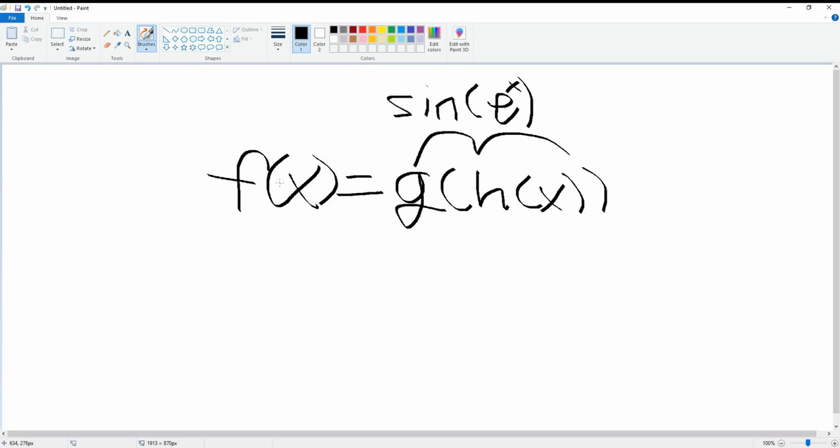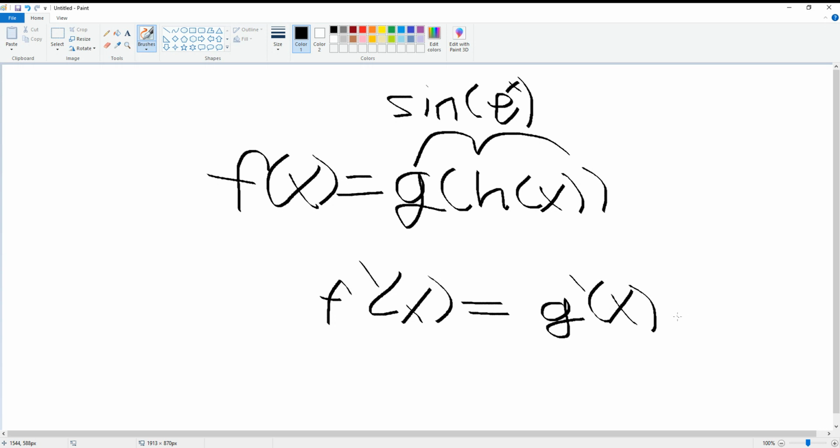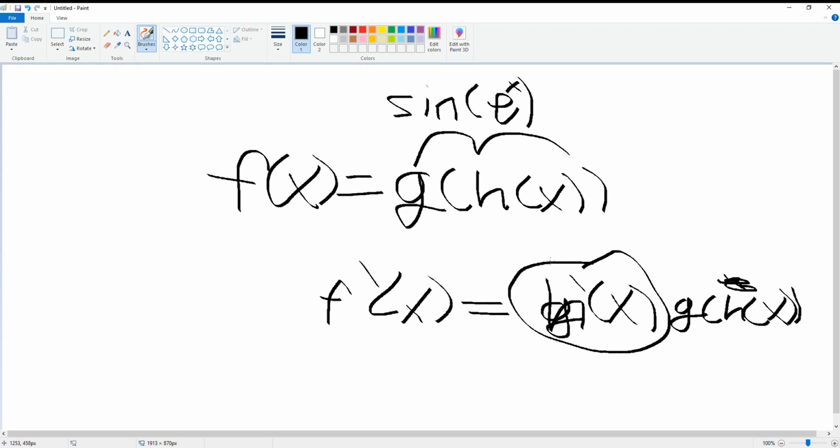So the chain rule says for something f of x equals g of h of x, f prime of x is going to be equal to, and there's a formula just like the product rule, g prime of h of x times h prime of x. By the way, this should be an h, but you essentially want to multiply the original function by a correction factor. This correction factor sometimes is known as u or something like that. So something like sine of e to the x.